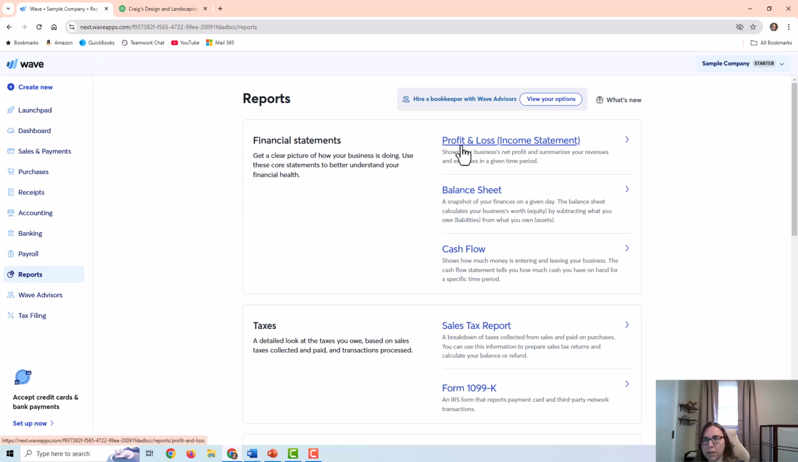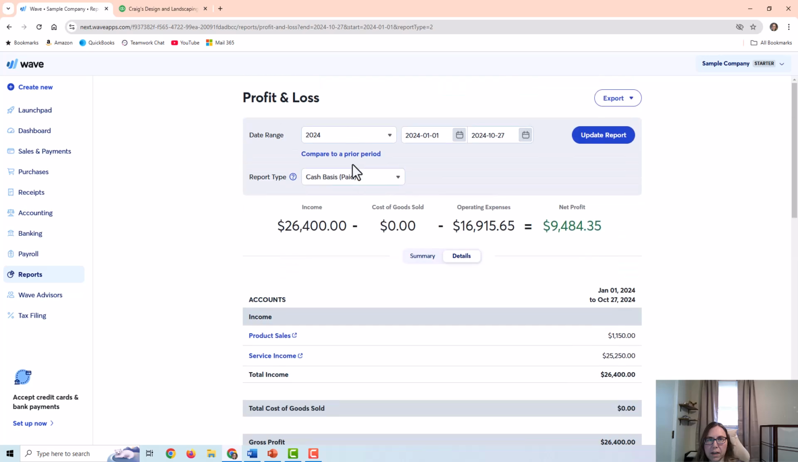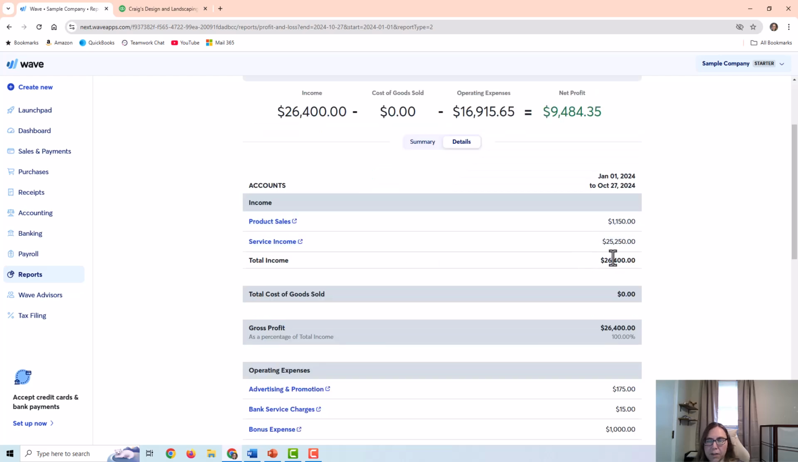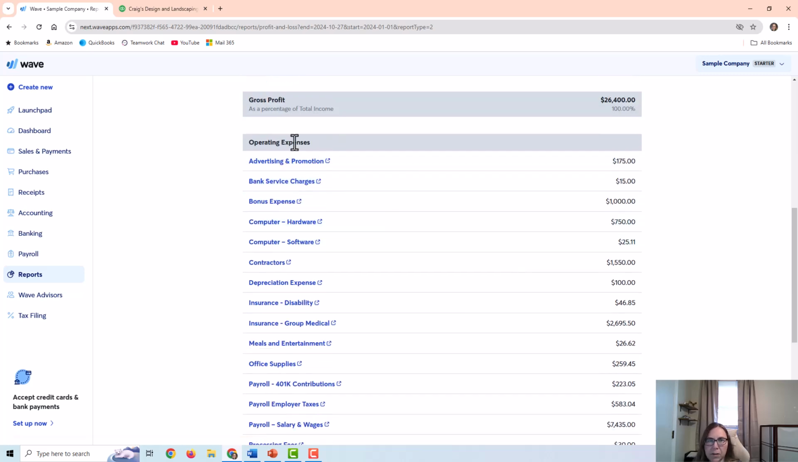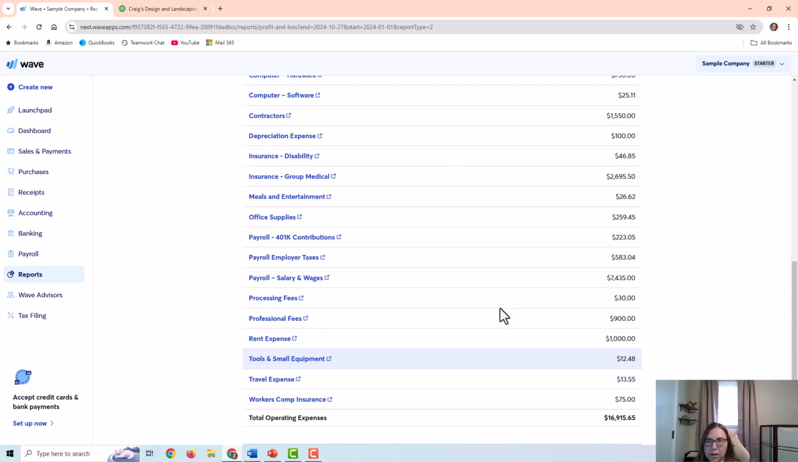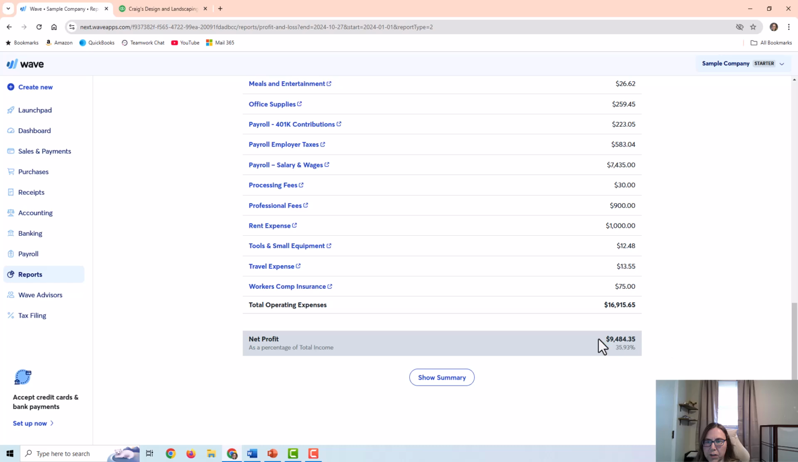Okay, so in Wave, it's actually called the profit and loss, and they say income statement in parentheses. So that makes sense. Okay, and then when I look at it, I'm looking at cash basis right here, but you could go back and forth between cash and accrual. And you can see here that they have income at the top. There's a line for cost of goods sold, but that's zero in this sample company, so it's not subtracting anything. So the gross profit is the same as income. And then the rest of the expenses, the operating expenses, are down here. And then down here at the bottom, you'll see a net profit.